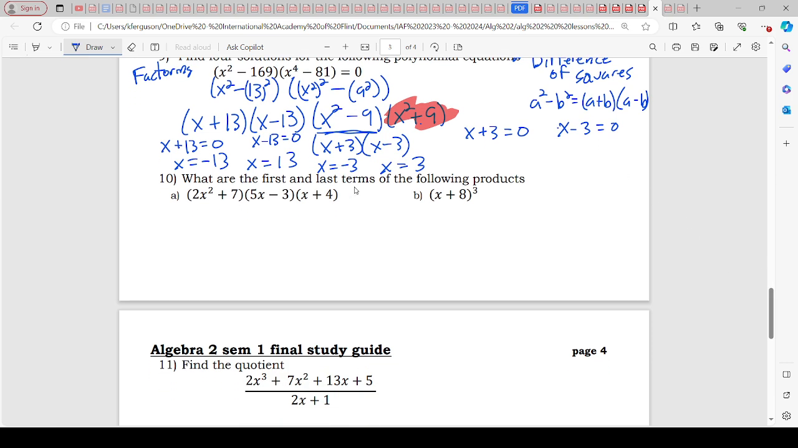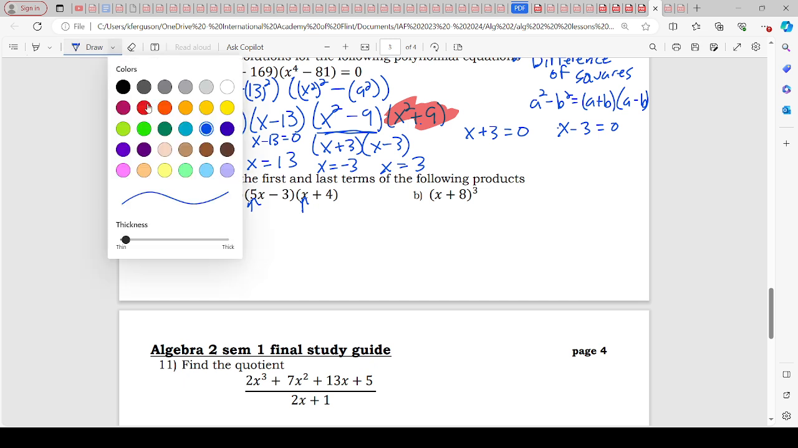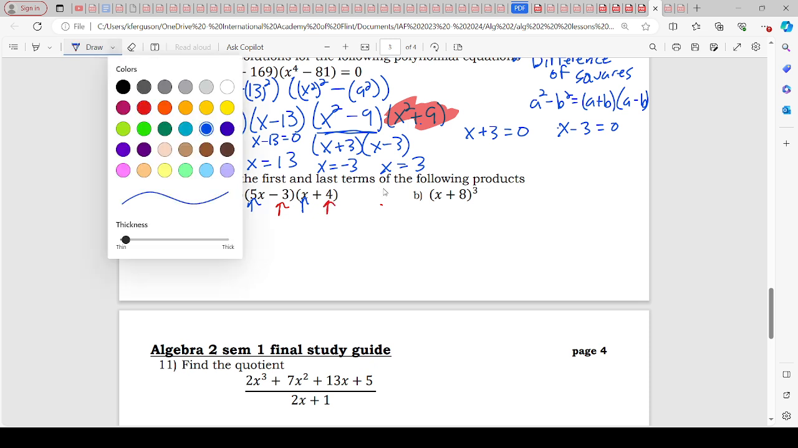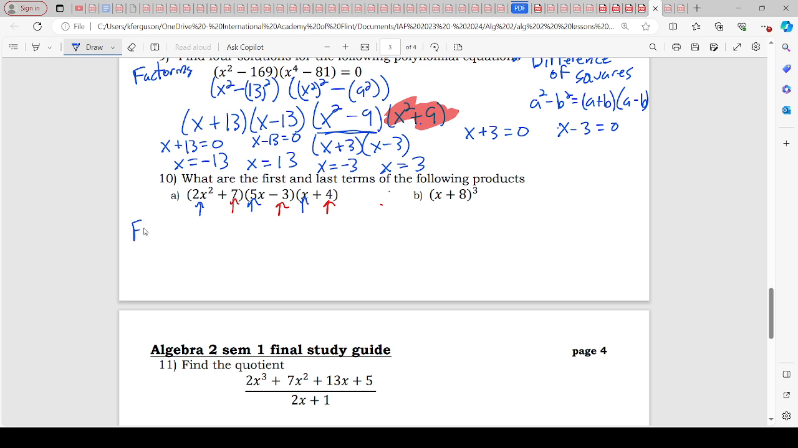So now, what are the first and last terms of the following products? Well, product just means we're multiplying. So I got these 3 binomials that I'm multiplying. The first term and the last term just boils down to me multiplying all the first terms and then all the last terms. So the first term for this first expression, that's 2x squared times 5x times x.